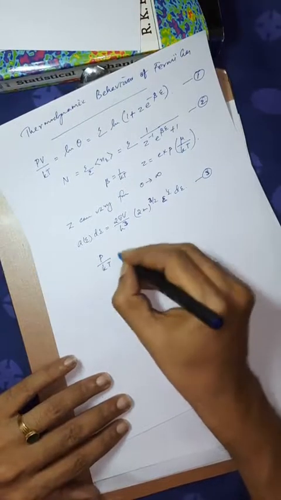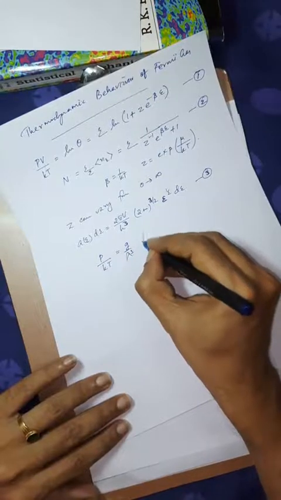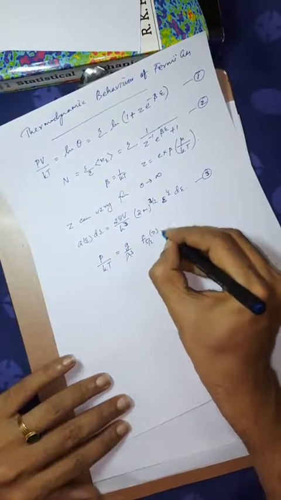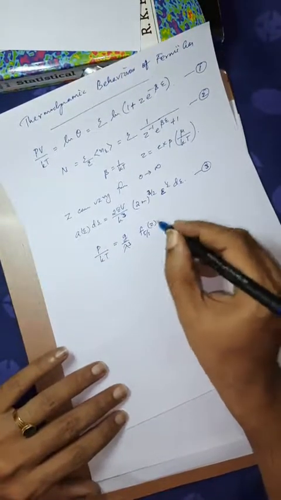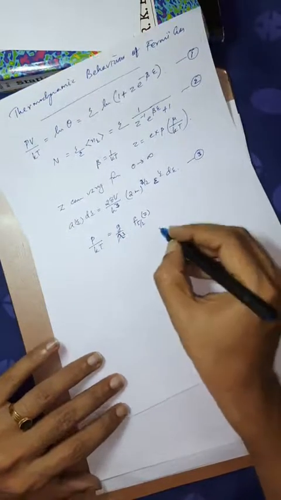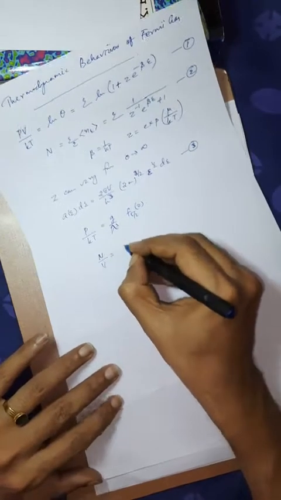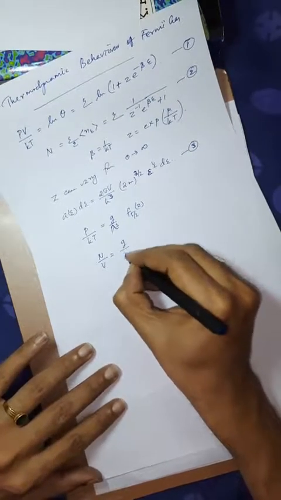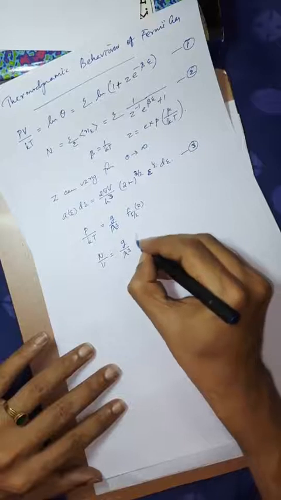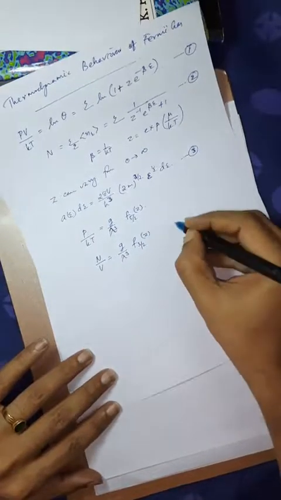In that integration, we will finally get P by kT is equal to g by lambda cube f of 5 by 2 z. Of course, you have two new things over here. I will explain one by one. And also corresponding to N by V, we can write N by V is equal to g by lambda cube f of 3 by 2 z.